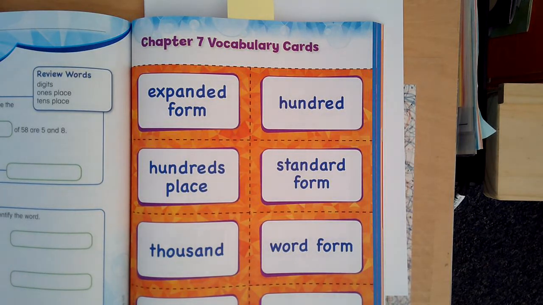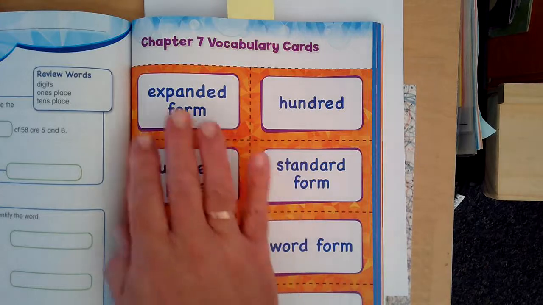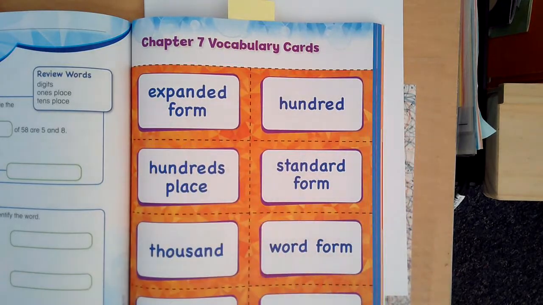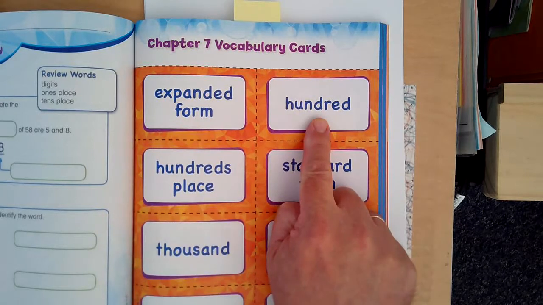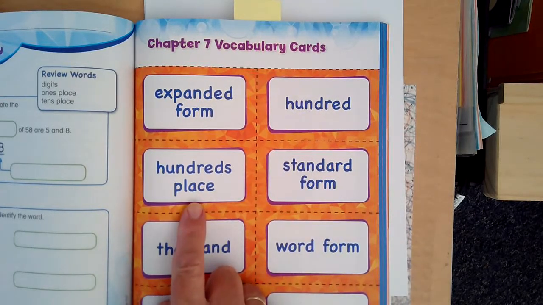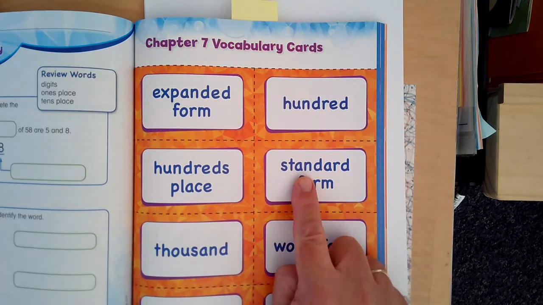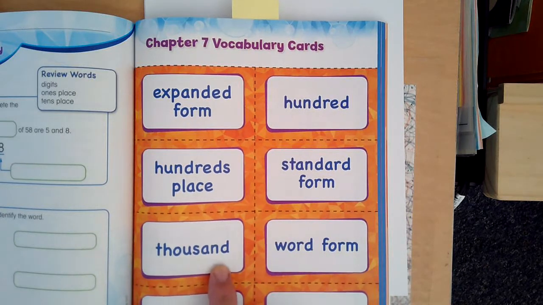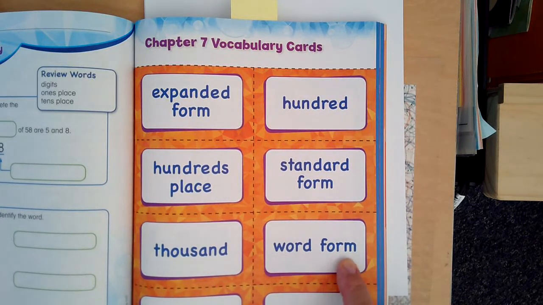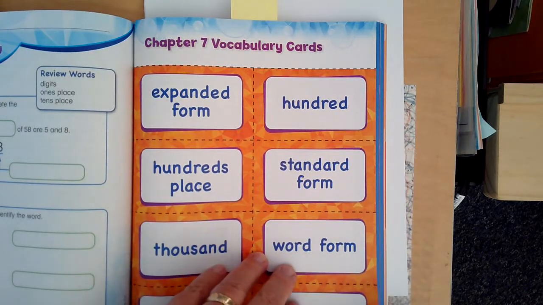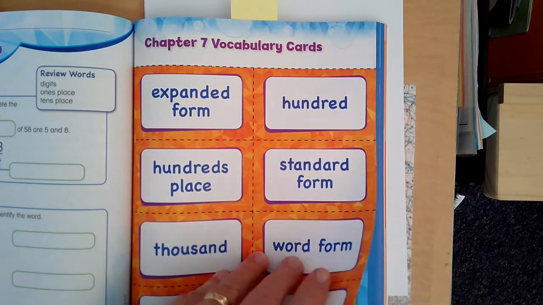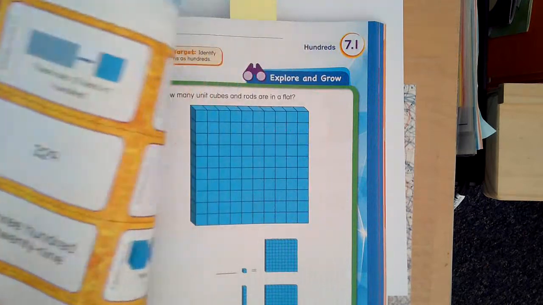Hello, boys and girls, and welcome to Chapter 7. Chapter 7, where we have some new vocabulary words: expanded form, hundred, hundreds place, standard form, thousand, and word form. We'll be talking about these throughout the weeks as we get to working on this.